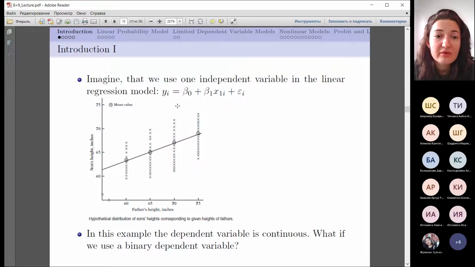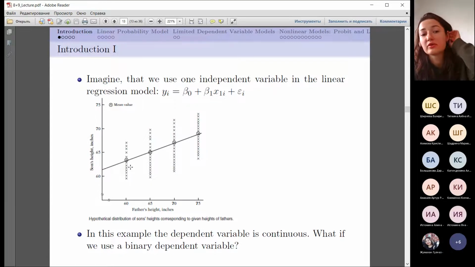The example is very, very easy. We discussed the relationship between the son's height and the father's height. And here you can see the average height of sons, how this value changes given the father's height. You remember that we can use a scattergram and we can run the regression. So we can draw some line through the observations and you can see these circles. This is an average height of son that corresponds with the father's height.